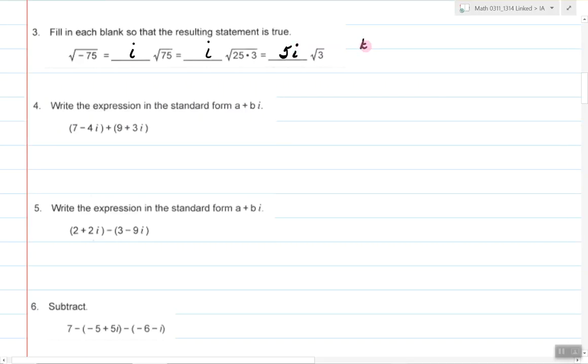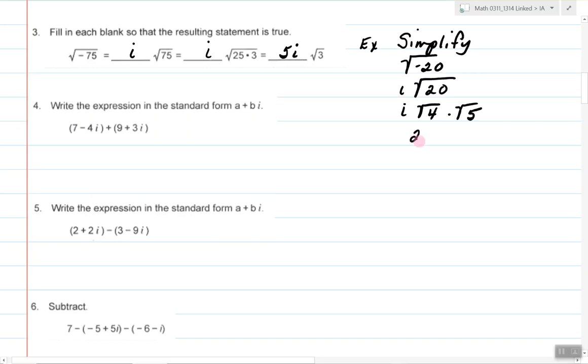One more example might be, how would you simplify the square root of negative 20? Well, right away that is i times the square root of 20. But the square root of 20 is the square root of 4, the perfect square factor, times the square root of 5. And then this will be 2 times i times the square root of 5. And so we will do that periodically.